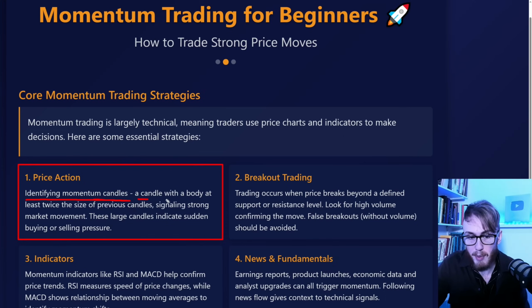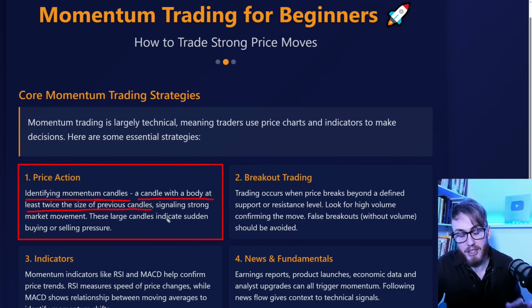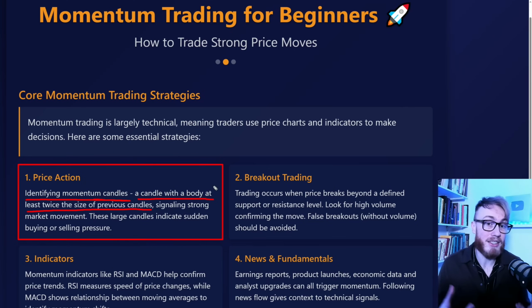In simple terms, it's basically a candle with a body at least twice the size of the previous candles, and this signals strong momentum.